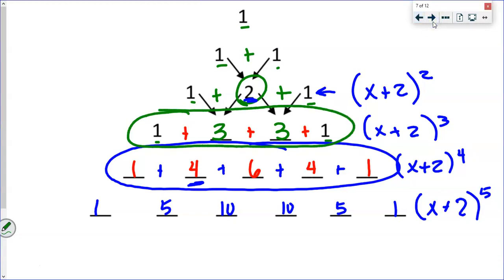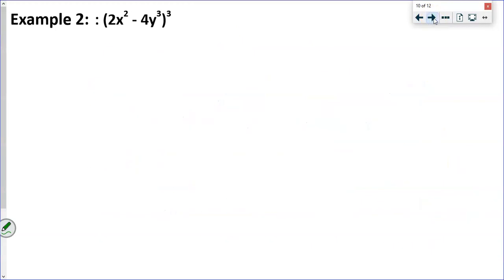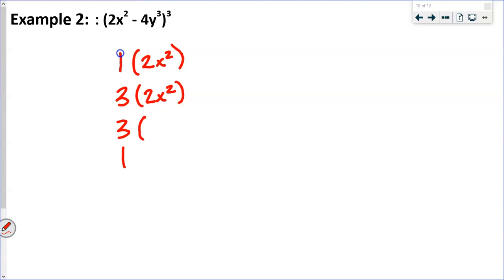So we're going to go back here, again, to our problem. It's moving very slow. Sorry, y'all. Okay, so this time, we're going to write 1, 3, 3, 1. We're going to write our term 2x squared. Now you can see the reason for the parentheses, right? 2x squared, 2x squared, 2x squared. And then we're going to write our other term as well, negative 4y to the 3rd.